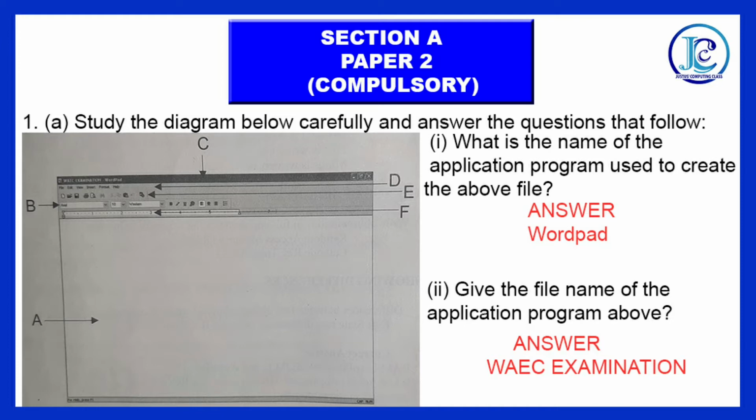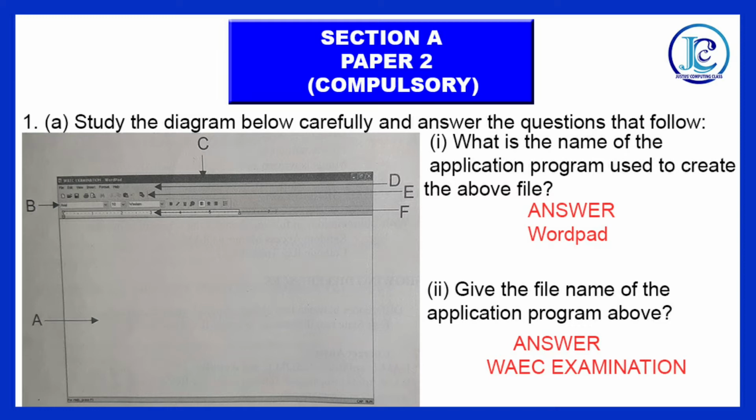Question 1A. Study the diagram below carefully and answer the questions that follow. As you can see on your screen, we have a diagram displayed, with part labels A, B, C, D, E, F. So let's look at the questions asked based on the practical or the image given above.